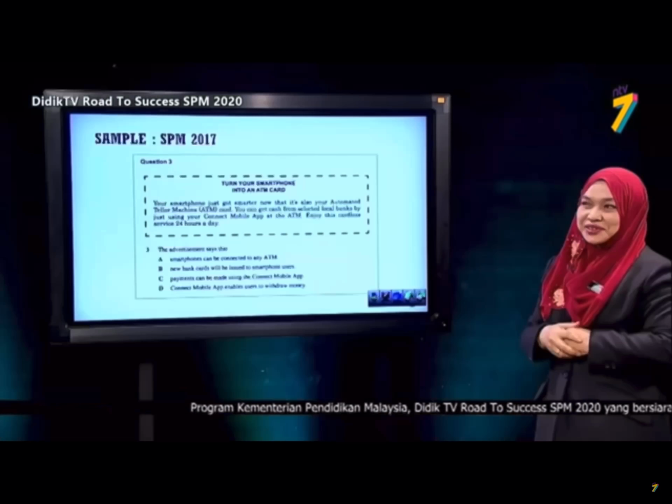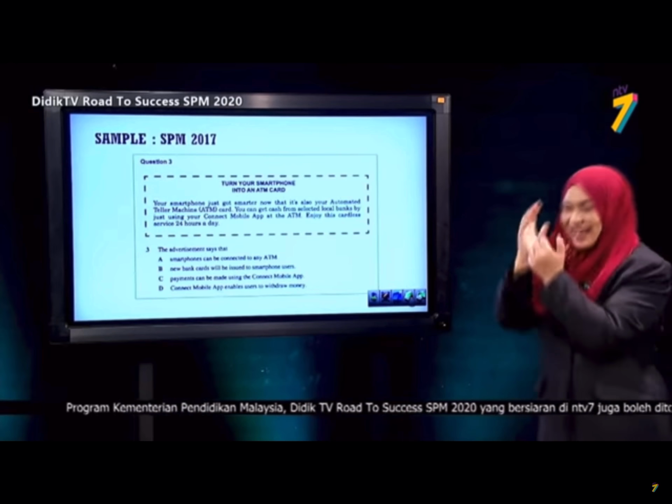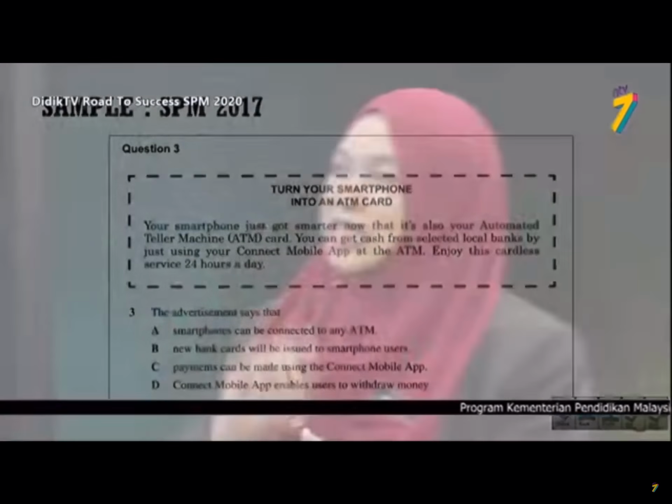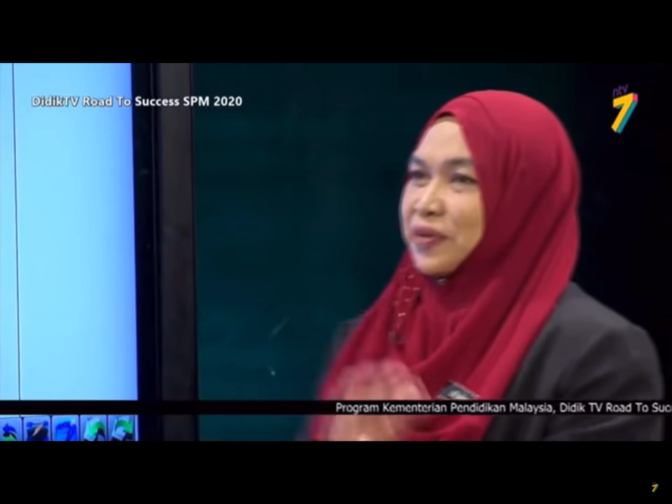Question 3. What's the first thing that I asked you to do? Read the question. The advertisement says that your smartphone just got smarter now, that it's also your automated teller machine, ATM card. You can get cash from selected local banks by just using your Connect mobile app at the ATM. Enjoy this cardless service 24 hours a day. So now, what is the keyword that you need to know? What is the focus of the question now?